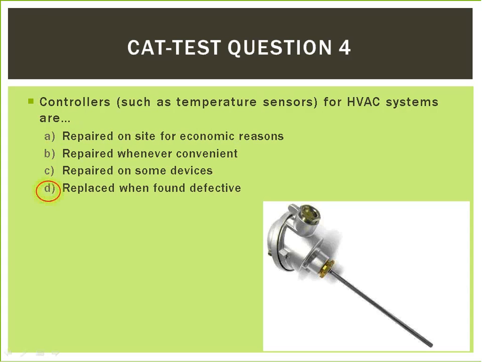Answer D is the best answer here. Controllers such as temperature sensors are usually replaced when found defective because of three main reasons. First, controllers such as temperature sensors are relatively inexpensive. Second, controllers such as temperature sensors can have tight calibration bands and often need to be calibrated by the manufacturer. Third and final is that devices these days are becoming more and more complicated, but much easier to simply replace, making the time and effort needed to repair in the field simply not worth it.